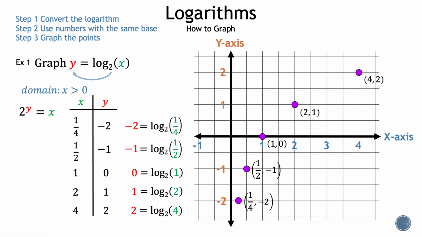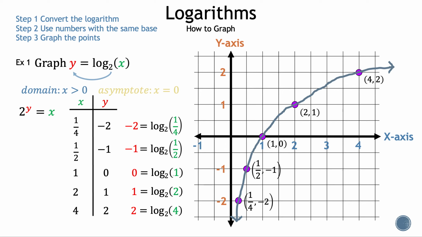Now let's connect the points. That is our graph for y is equal to log of x to base 2. Let's take a closer look at our graph. We notice the bottom left arrow never crosses the y-axis. That is because there's an asymptote at x is equal to 0, because our domain or our x values is x is greater than 0.